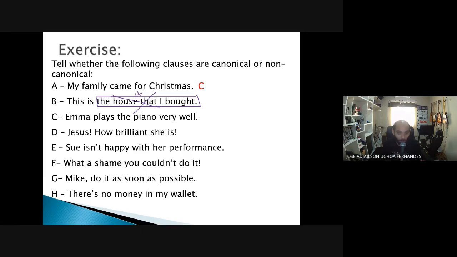Se cumpre todos os requisitos, ela é non-canonical because of coordination. Peraí. Agora eu que me confundi. Para mim ela é canônica.